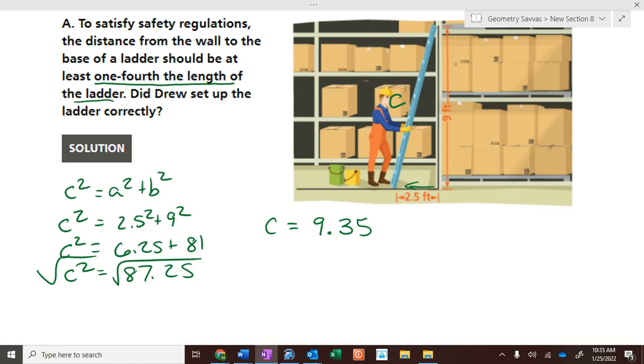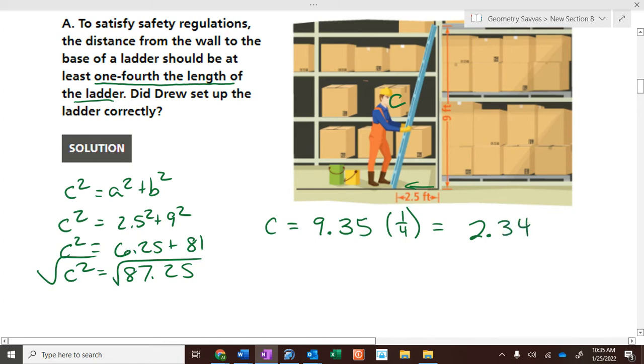Is 2.5 feet a quarter of that distance? Well, you take 9.35 times 1/4. And what do you get? 1/4 of 9.35. 2.34-ish. Okay. So the minimum the ladder can be away from the wall is 2.34 to meet the 1/4 the length. He put it a little further away. He put it at 2.5. So is he safe? Yes, he is safe.